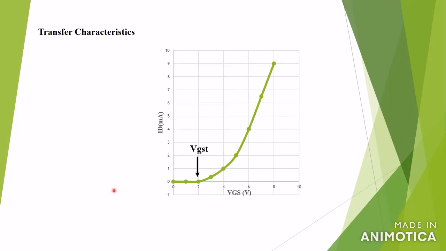In this case, below 2 volts, no current will flow through the device. Once this 2 volts is reached, the current will start rising. Here VGS is equal to VGST, which is the threshold value. Once the gate source voltage exceeds the threshold value, the MOSFET is said to be conducting, and the drain current will start increasing if we keep on increasing the gate source voltage. So this is the transfer characteristics.